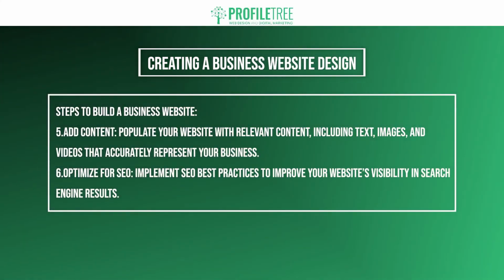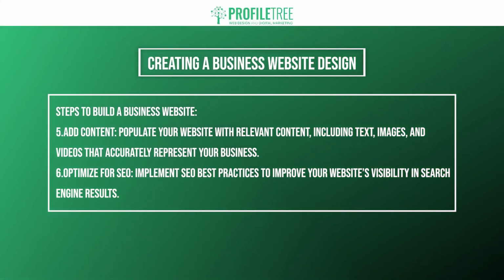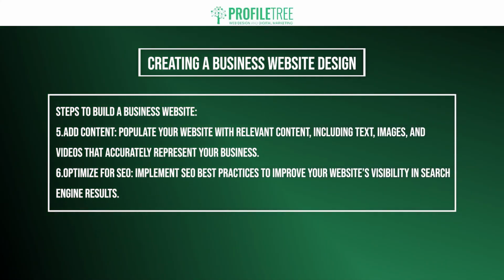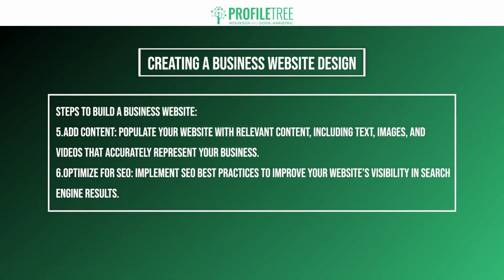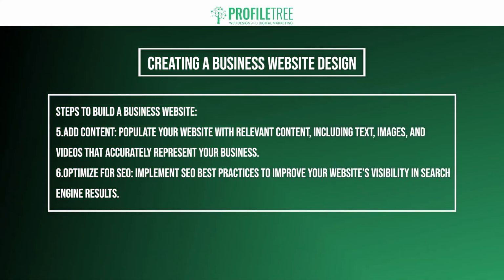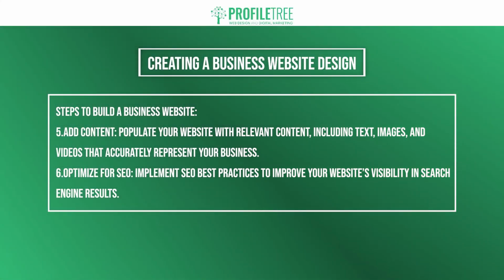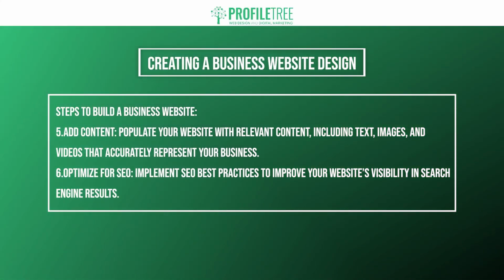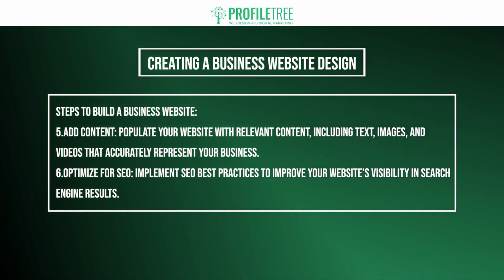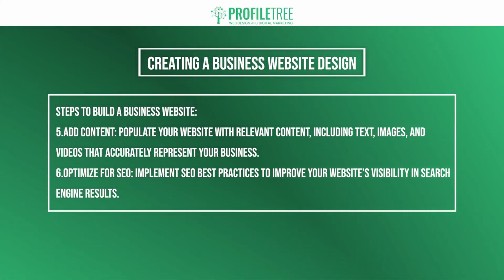Number 5 would be more or less to add the content. So make sure that you populate your website with relevant content that includes text, images, and videos that accurately represent your business. Just a key tip as well, since we are at the age of AI, I would recommend to use AI for any of the content that you need to publish. You do have the likes of ChatGPT, you've got Claude AI, you've got Bard, you've got access to these different tools that you can create content with.